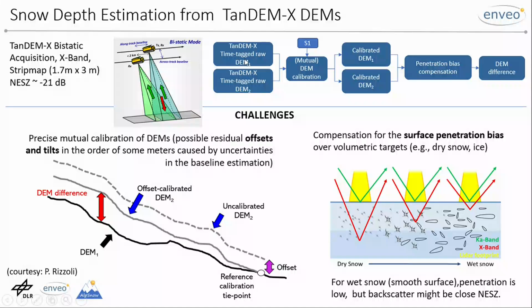So we have here TanDEM-X data, bistatic, no atmospheric influence, because both images are acquired at the same time, so we do not need to correct for the atmosphere. One problem is when we look at wet snow, that the noise equivalent sigma zero of the system is -21 dB. At X-band we can go below, and then of course the phase noise is high. We have to take this into account. And then of course I need calibration and the penetration bias compensation if needed. But this is still in development, that's not an easy task.